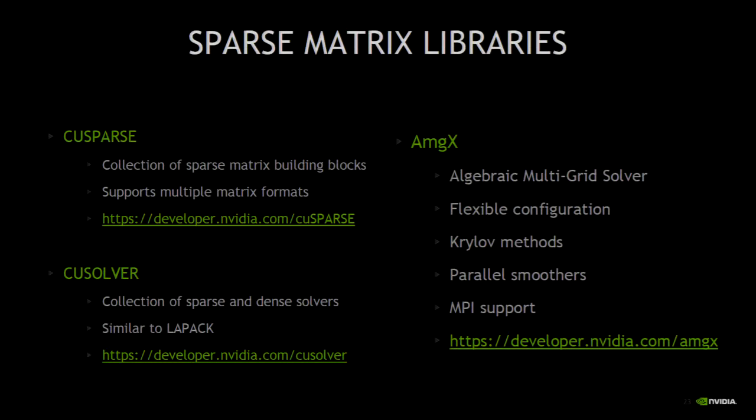We also have a few sparse matrix libraries. cuSPARSE is good for SpMM, SpMV, these kinds of operations. cuSOLVER can provide you with different LU and QR factorizations, and the interface is similar to LAPACK. And AmgX is an algebraic multigrid solver library, which has a very flexible configuration, so you can specify different solvers, for example, a GMRES solver with AMG as a preconditioner. We have lots of different solvers available, and it's also MPI enabled, so you can run it on multiple nodes.